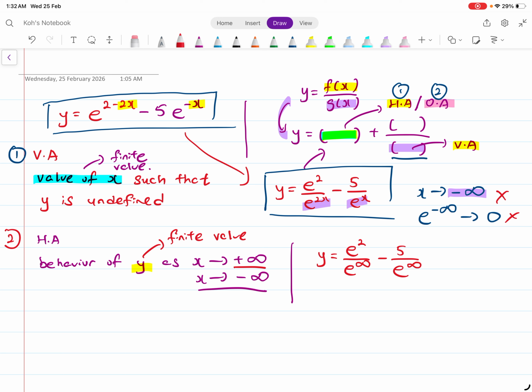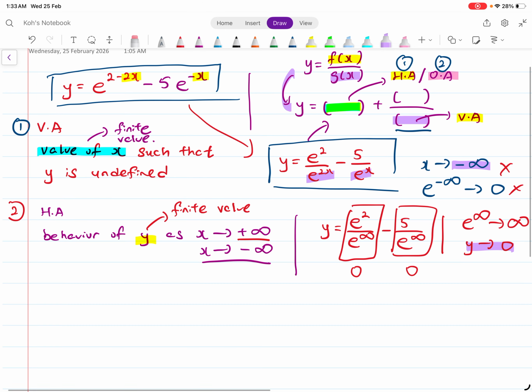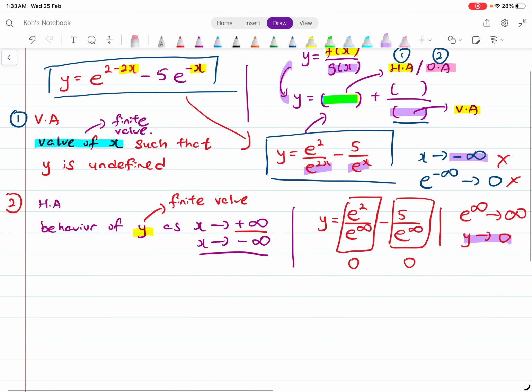So this e to the power of infinity will be tending to a very big value, infinity. So e to the power of 2 divided by infinity is just 0, and this one is also 0. So your y will be tending to 0. This is one of the asymptotes, because y tends to 0, and this 0 is of some finite value. So that's why y tending to 0 is the horizontal asymptote.